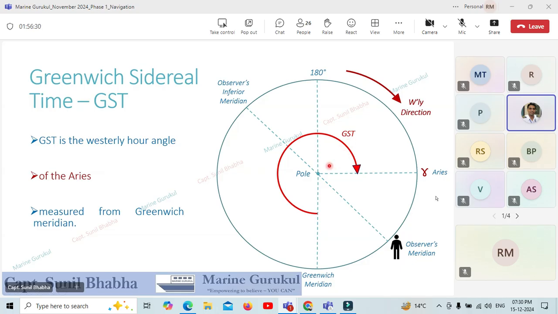Now whenever we make this diagram, as a reference, we always show the Greenwich meridian at the bottom. The Greenwich meridian is shown at the bottom and all the other references can be drawn with respect to the Greenwich meridian.